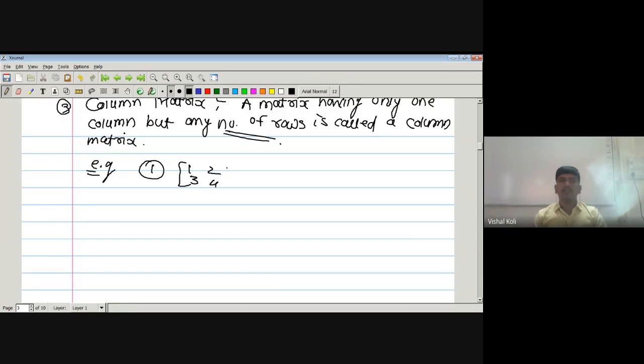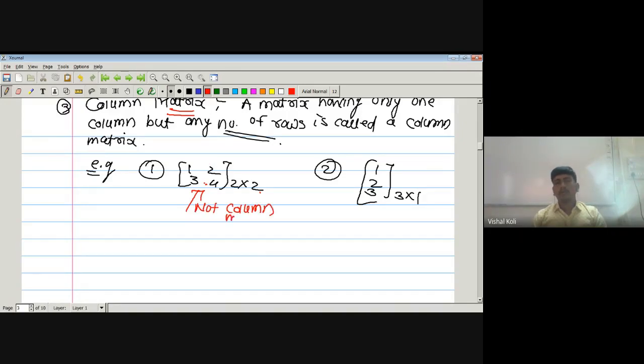1 2 3 4, it is a matrix of order 2 cross 2, and the second one is nothing but 1 2 3. Okay, so it is a matrix of order 3 by 1. In the first matrix there are 2 rows and 2 columns, but for a column matrix we require only one column and any number of rows. As here there are 2 columns, this matrix is not a column matrix. And in this matrix there are 3 rows and 1 column, therefore it holds the definition of a column matrix. Therefore this will be a column matrix.